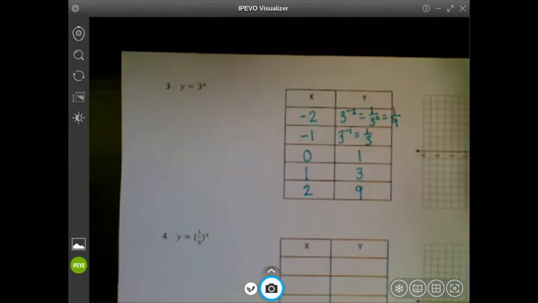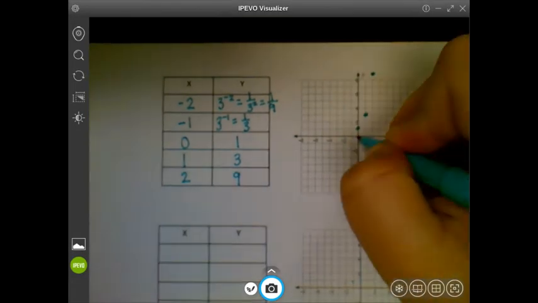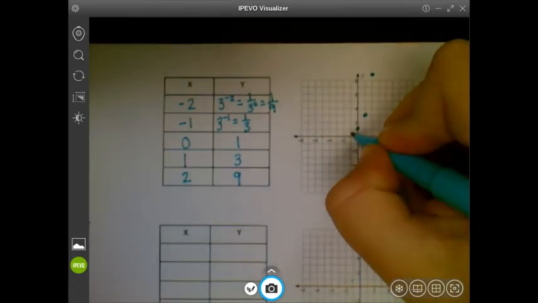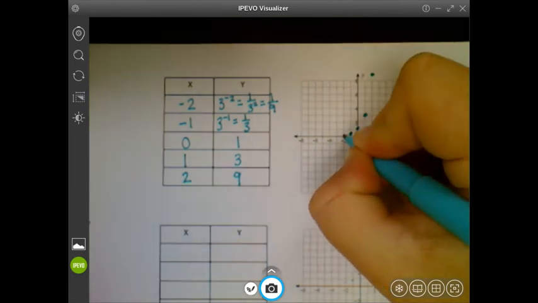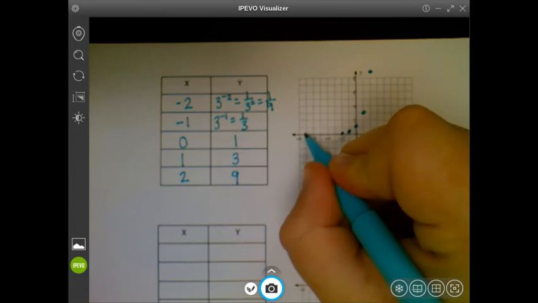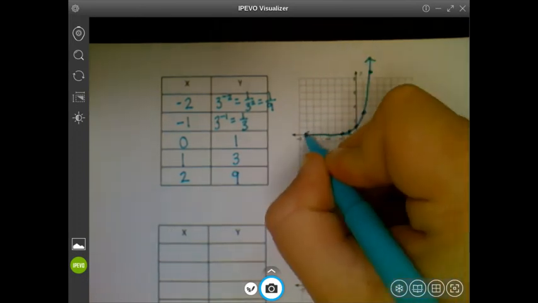All right, so 0, 1, 1, 3, 2, 9. So it's a little bit off the graph. That's okay. Oops, can't even see it. And then we have negative 1 and a third, and then negative 2 and a ninth. So here is that exponential.